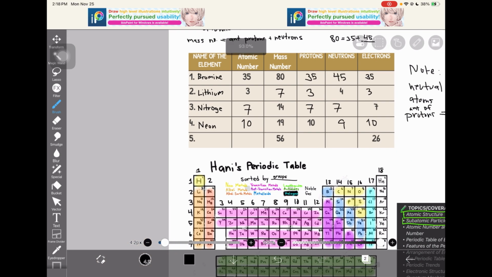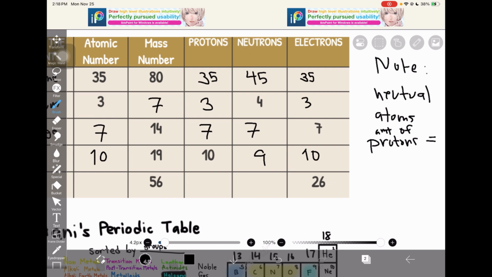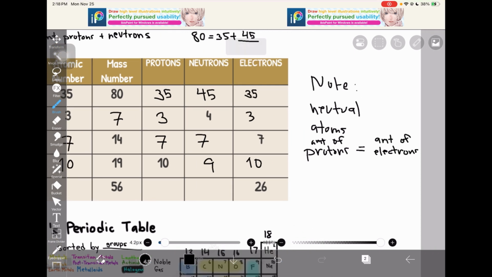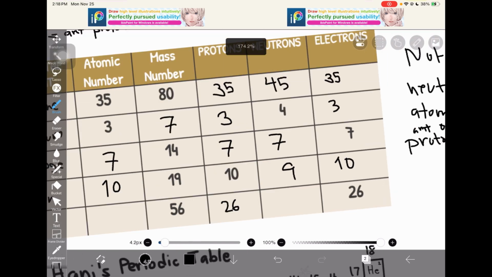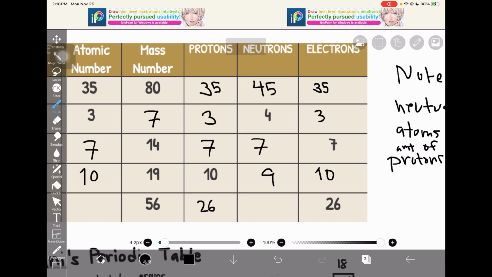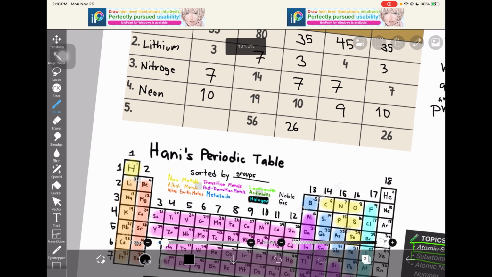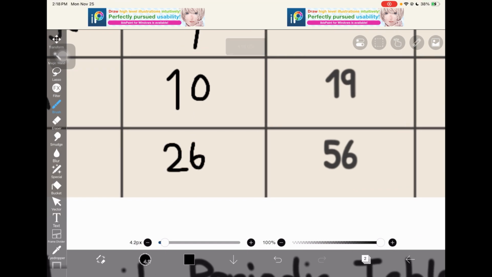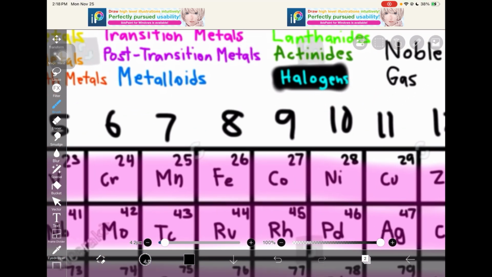Lastly, let's do this one. First, let's base it off our electrons. Electrons equals the amount of protons in a neutral atom. So we have to put 26 over here. Then, we can find that protons is equal to the atomic number, which means it's equal to 26 atomic number. 26 atomic number is Fe, which actually is iron.